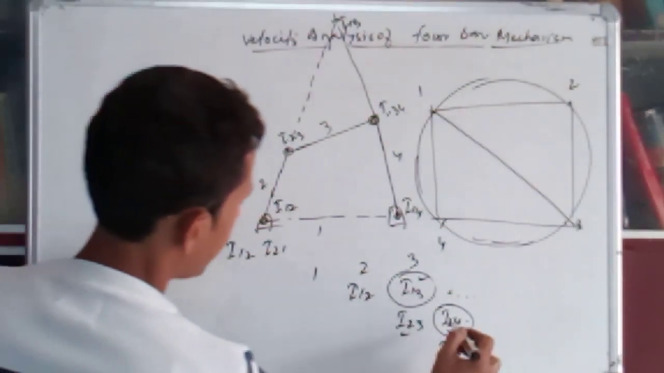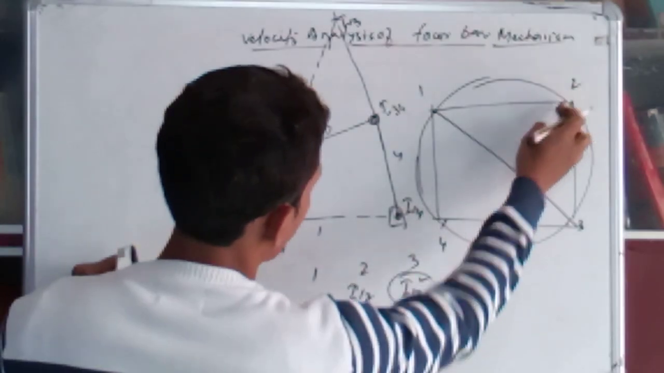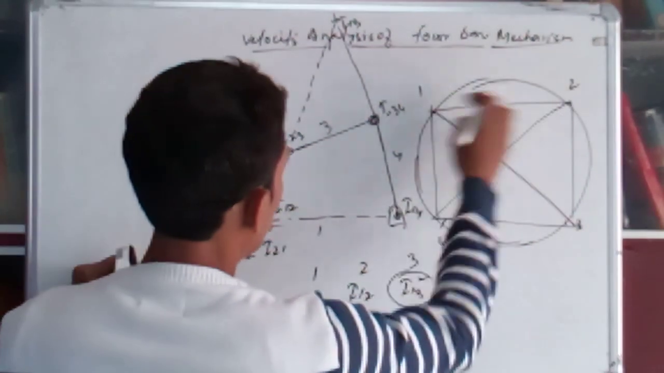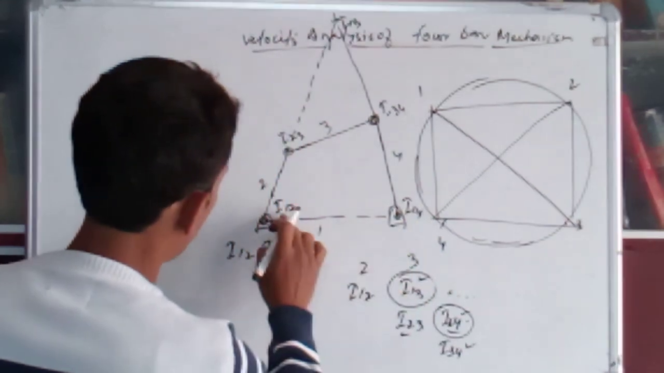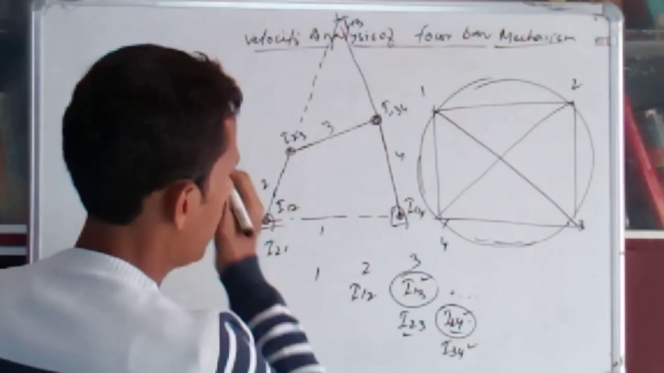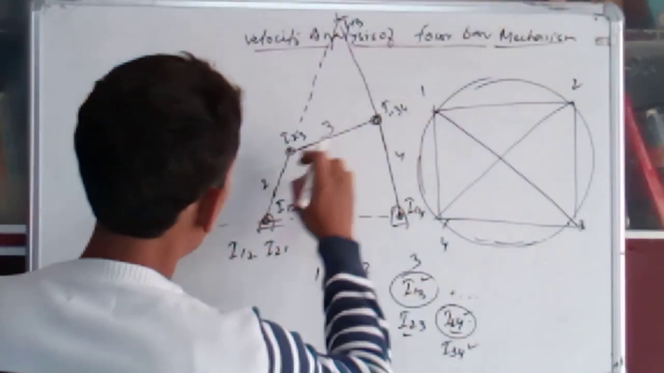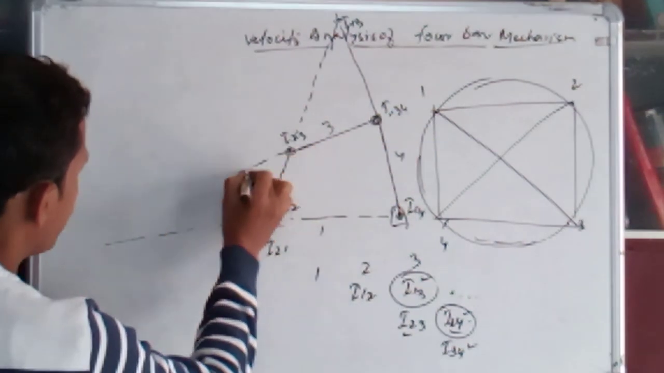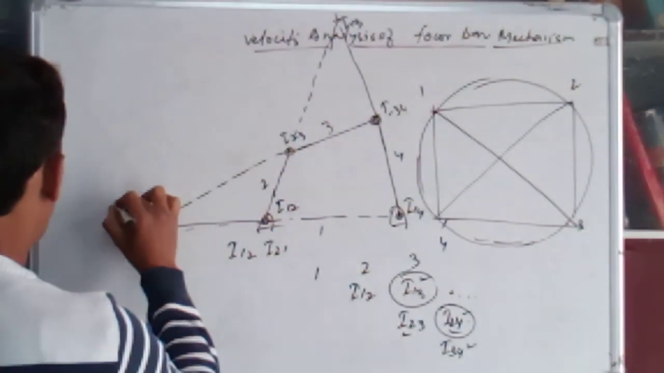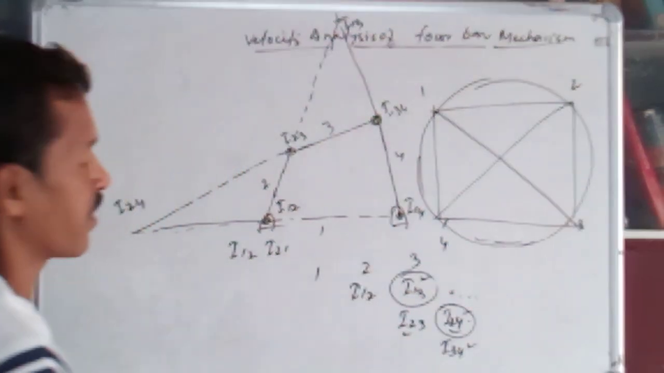Now another instantaneous center, I24, we need to find out. How to find out I24? Join 2 and 4. Take I12 and I14, and extend this line. Another is I23 and I34, extend this line as well. The point where they meet becomes I24. So we have found all 6 instantaneous centers.